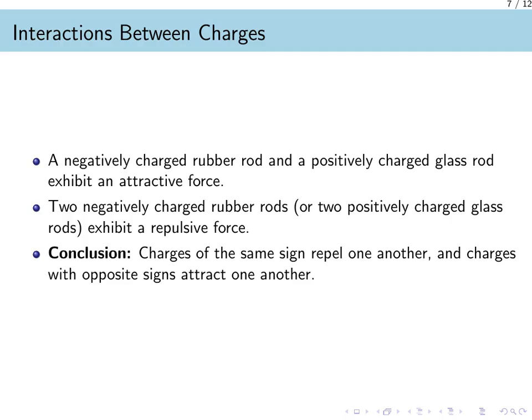Now let us examine exactly how these different electric charges interact with one another. If we take a negatively charged rubber rod and bring it close to a positively charged glass rod, we observe that they exhibit an attractive force, pulling toward each other. However, if we bring two negatively charged rubber rods close together, or conversely, two positively charged glass rods, they exhibit a repulsive force and push away from one another. This leads us to a fundamental conclusion governing electric forces. Charges of the same sign will always repel one another, and charges with opposite signs will always attract one another.